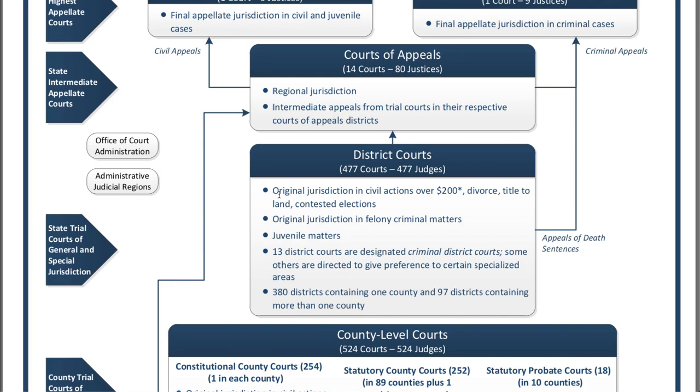You can see here that district courts in Texas have original jurisdiction in civil actions over $200, title to land, and contested elections. They have original jurisdiction in felony criminal matters. The district courts handle juvenile matters. And then 13 district courts are designated criminal district courts.